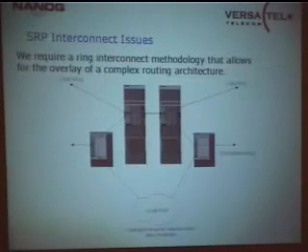The SRP interconnect issues. At the major points where the distribution rings cross the core ring, we require an interconnect methodology that allows for the overlay of complex routing architecture, so we can get optimal routing between the distribution rings and the core rings. So that touches on things like summarization, confederations, route reflectors, which I'll touch on in a moment. But basically from this diagram, the core POPs will each have, these are actually physically different points of presence. I didn't show that clearly on this diagram, but these are different points of presence.